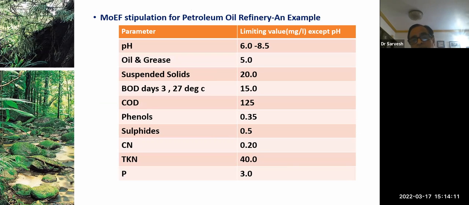Now, this is a very typical case here, the MOEF stipulation particularly for a petroleum oil refinery. This is presented to you. According to the industry, this stipulation is different. This is just indicative of the oil refinery stipulation, and the many parameters, particularly pH, oil and grease, suspended solids, biological oxygen demand, and chemical oxygen demand, phenols, sulfides, cyanides, total Kjeldahl nitrogen, phosphate.